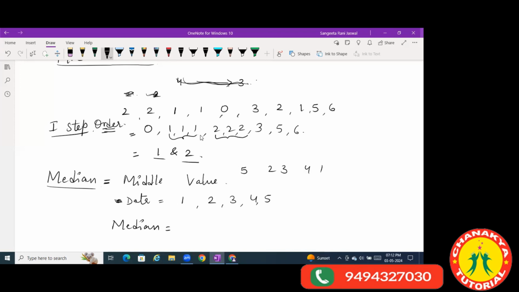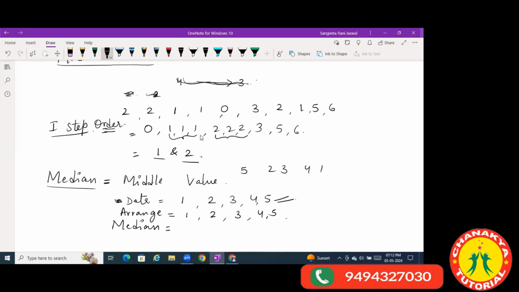So the first thing is to arrange the data in order. Either it can be ascending order or descending order, any order. So your first step is to arrange in order. Since this data is already arranged, I'm just writing it as it is. Otherwise, if it is randomly written, you have to arrange it first. Now taking the median.